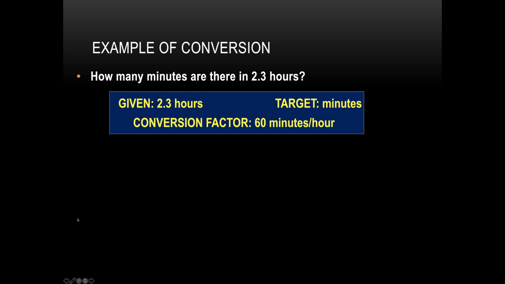Think of it like oil and water, right? The oil is lighter, so it floats to the top, and the water is heavier, so it sinks to the bottom. So the smaller unit will float to the top, the numerator, and the bigger unit will sink to the bottom into the denominator. 60 minutes per hour.